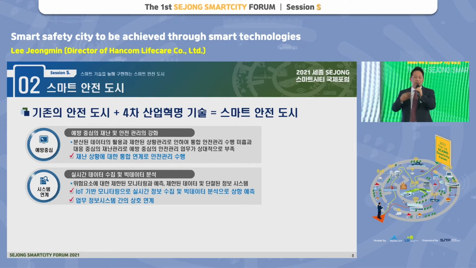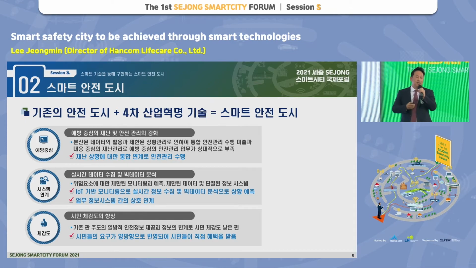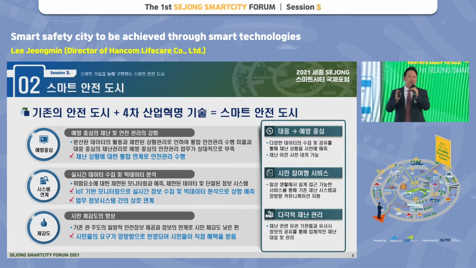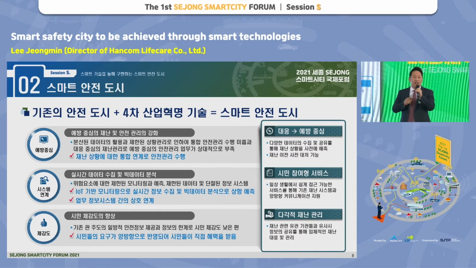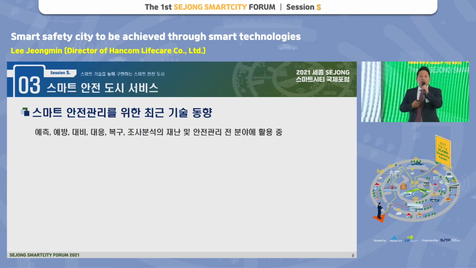And also we can collect data in real time via IoT, and receive and analyze data, so that we can make a shift to accurate analysis, which will lead to swift action and measures. And also citizens' demands can be accepted both ways, so that citizens can actually feel the safety in the city. Multifaceted channels will be used to enhance safety in the smart city.